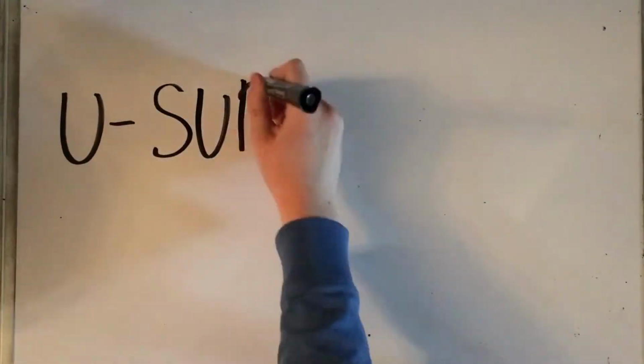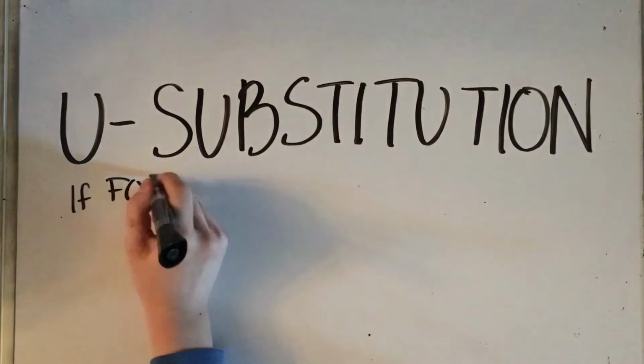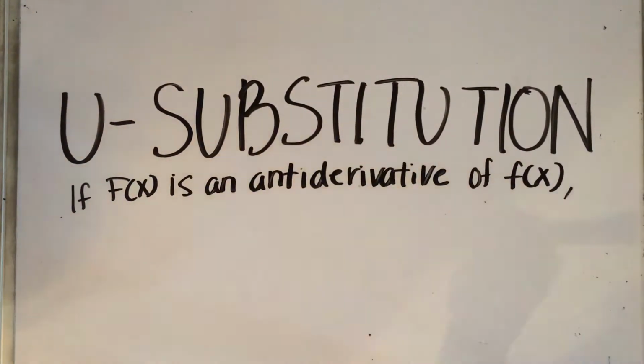So we've gone over pretty much everything when it comes to antidifferentiation, but there is one last thing we must go over, which is U substitution. U substitution comes in handy when we must integrate composite functions.